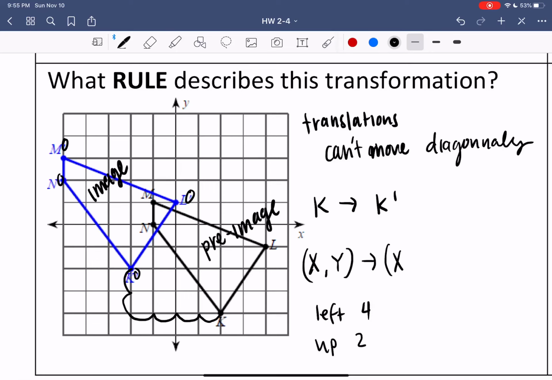And noticing that this is the same for each. From L to L prime, it's going to be the same. It's 1, 2, 3, 4 to the left, and 2 up. So this rule applies to each of the individual letters. So remembering that left is for negative and up is positive, and this is for the x and this is for the y.